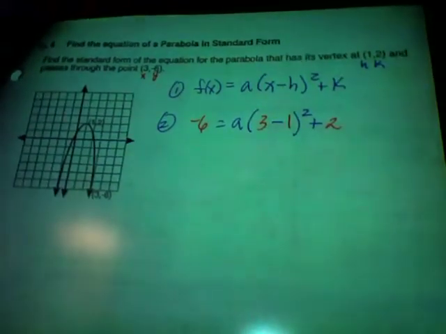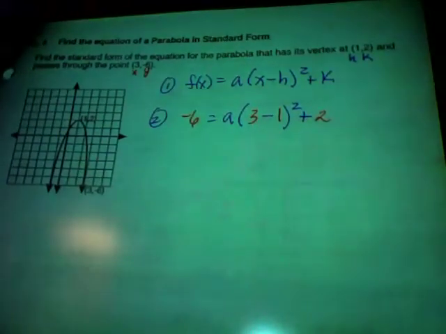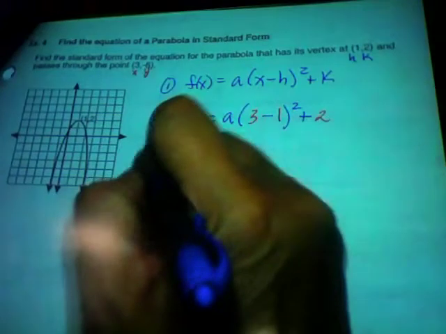So what's left to solve for? That's all we're solving for is a. Because that's all we need is a for our standard form. If they've given us our h and our k, all we really need is what's in front of that parentheses. All right, so then go ahead and solve step 3.